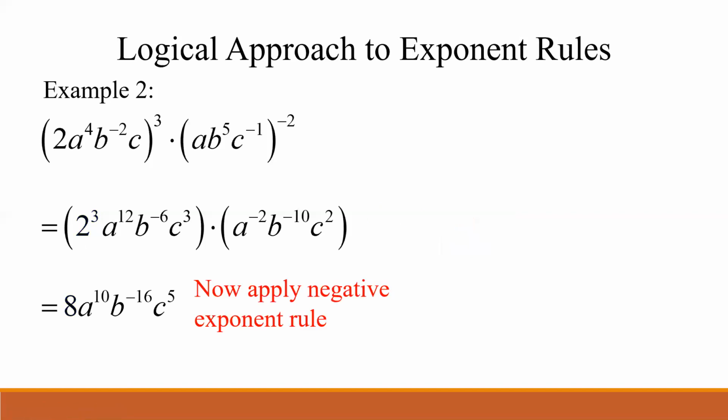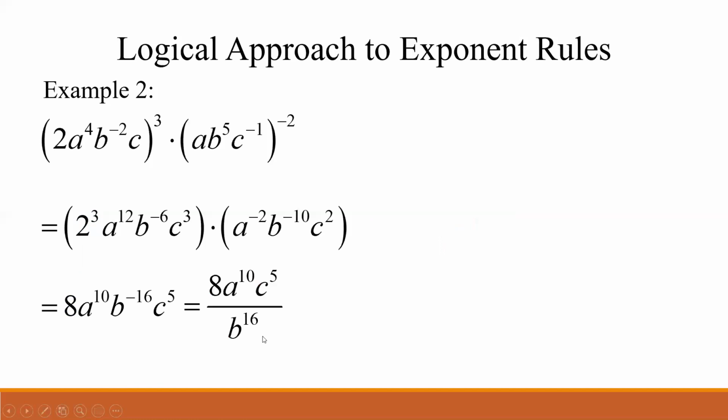And now finally, I'm going to apply my negative exponent rule. The only negative exponent I have on the whole thing is the negative 16. So he's going to go down to the bottom. Everything else is going to stay where it is. So your final answer would be 8, a to the 10th, c to the 5th, all over b to the 16th. And that's your final answer.